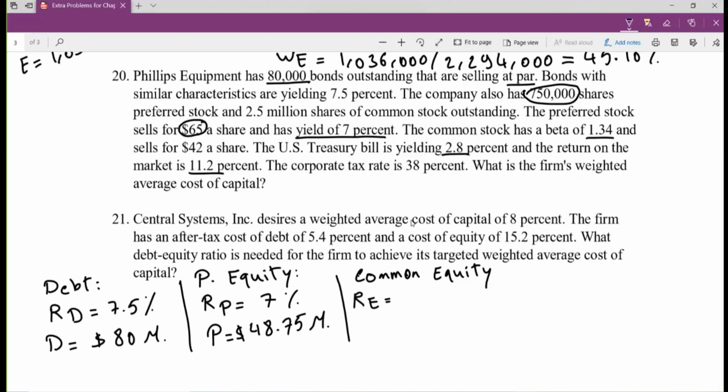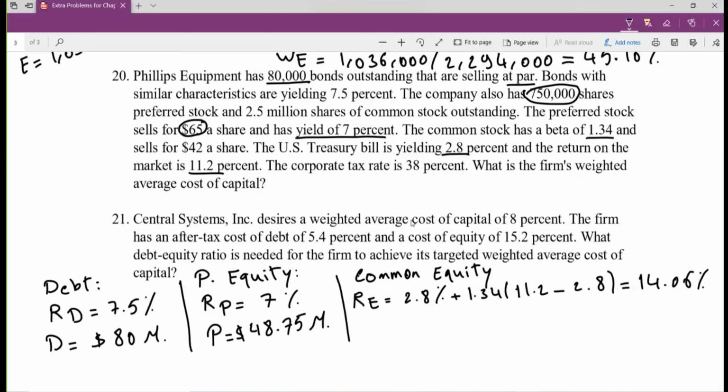This is equal to RF, so 2.8%, plus beta 1.34 times, here I have the return on the market RM, times 11.2 minus RF, minus 2.8%, and the answer is 14.06%.